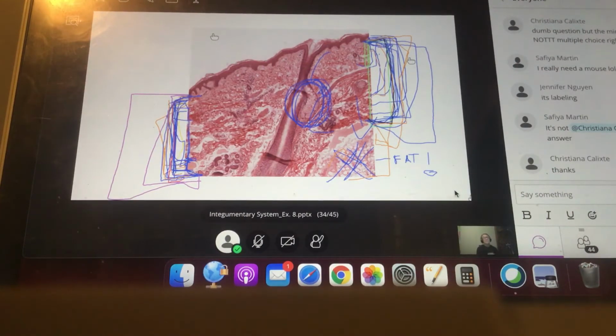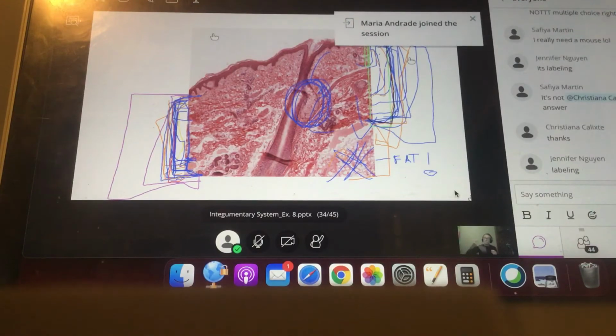95% of this test is, what's this? What are you looking at? You got to write it out, and you got to do it in correct spelling. Yep, it's labeling. That's right.